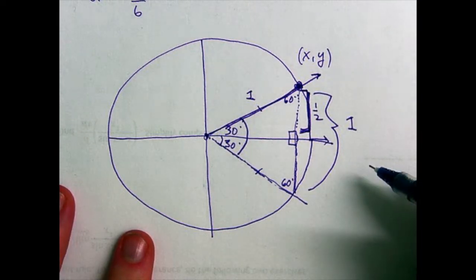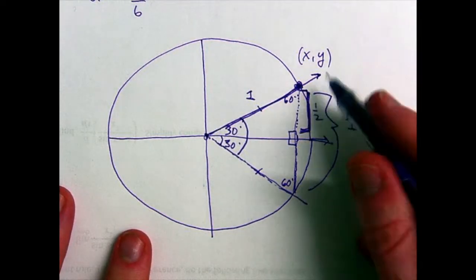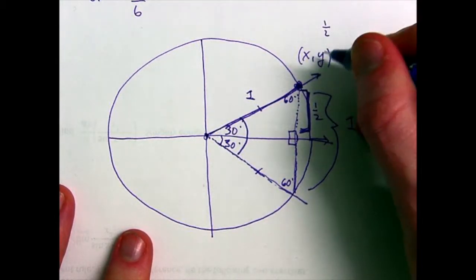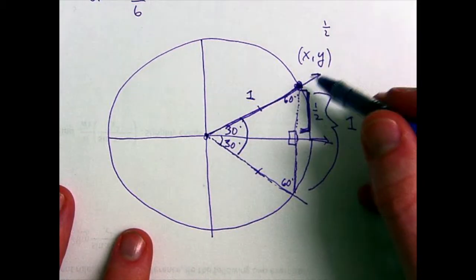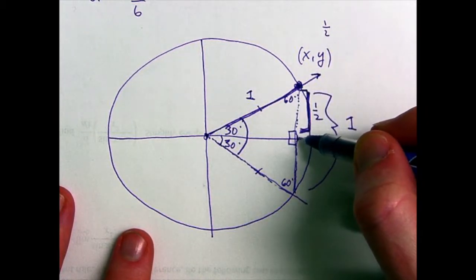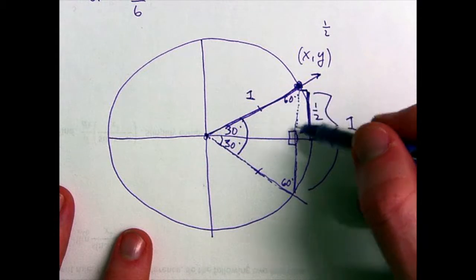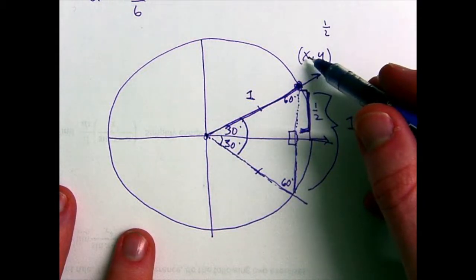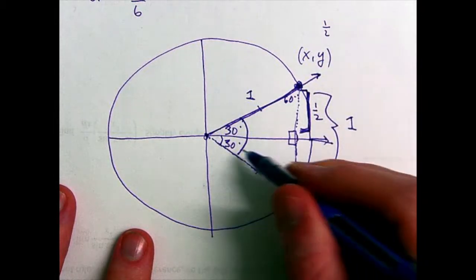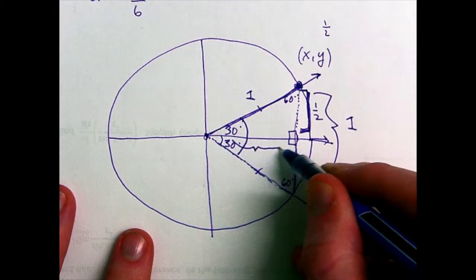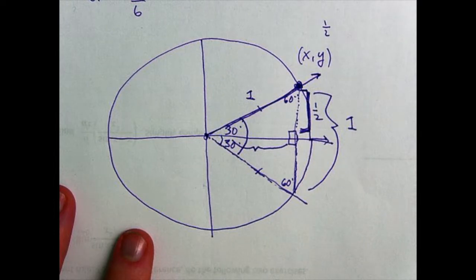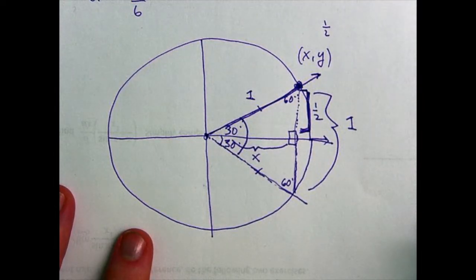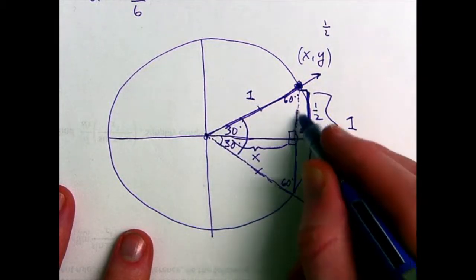If you think about it, that tells us that the y-coordinate of this point is 1/2, because the y-coordinate is the height of this point above the x-axis, which is exactly the same thing as the length of this segment. All that remains is to find the x-coordinate, which can be found by determining the length of this side of the triangle here. Let's call it x. And now let's use the Pythagorean theorem on this triangle here.